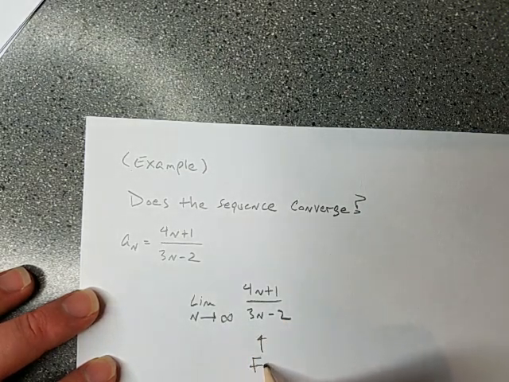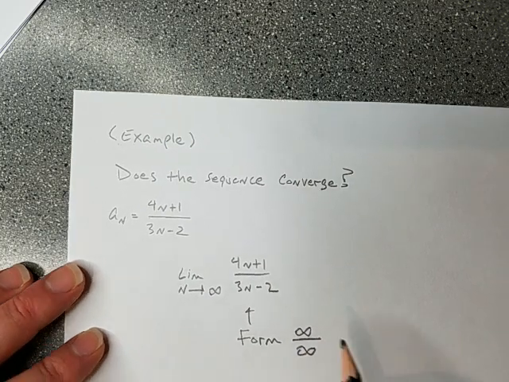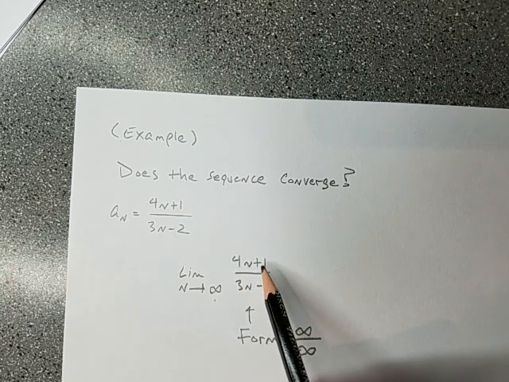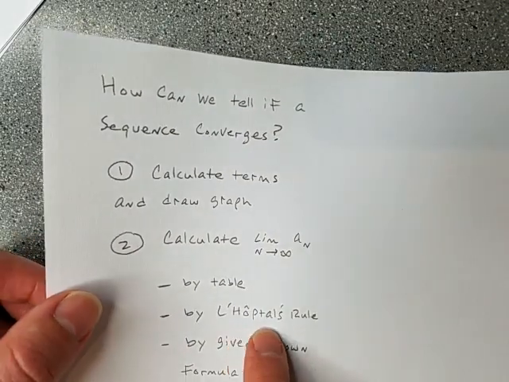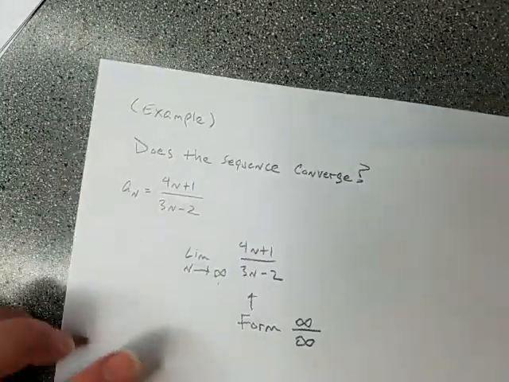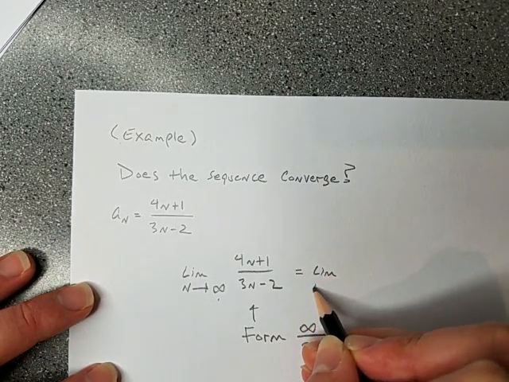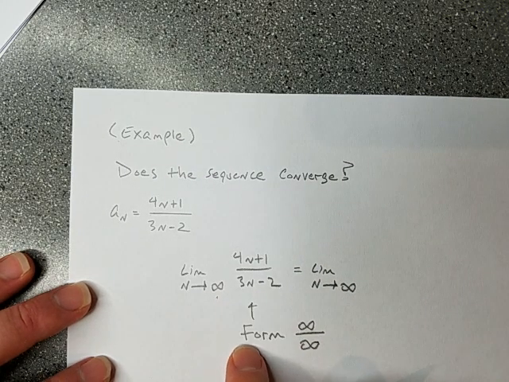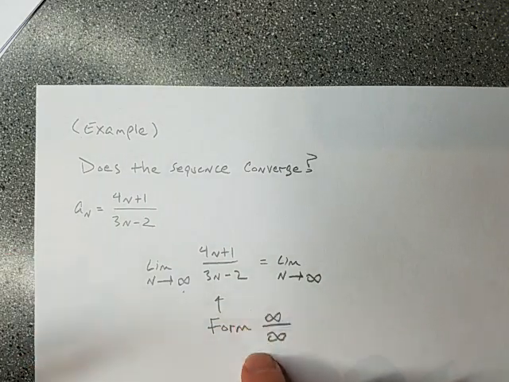This one is of a particular form. As n goes to infinity, 4n plus 1 will go to infinity all by itself, and 3n minus 2 will go to infinity all by itself. That is a type of form that we can apply L'Hopital's rule to. This is considered an indeterminate form. So what is L'Hopital's rule and when can you use it? First of all, we use L'Hopital's rule for the indeterminate form infinity over infinity. There are other indeterminate forms, but this is the one we have right now.